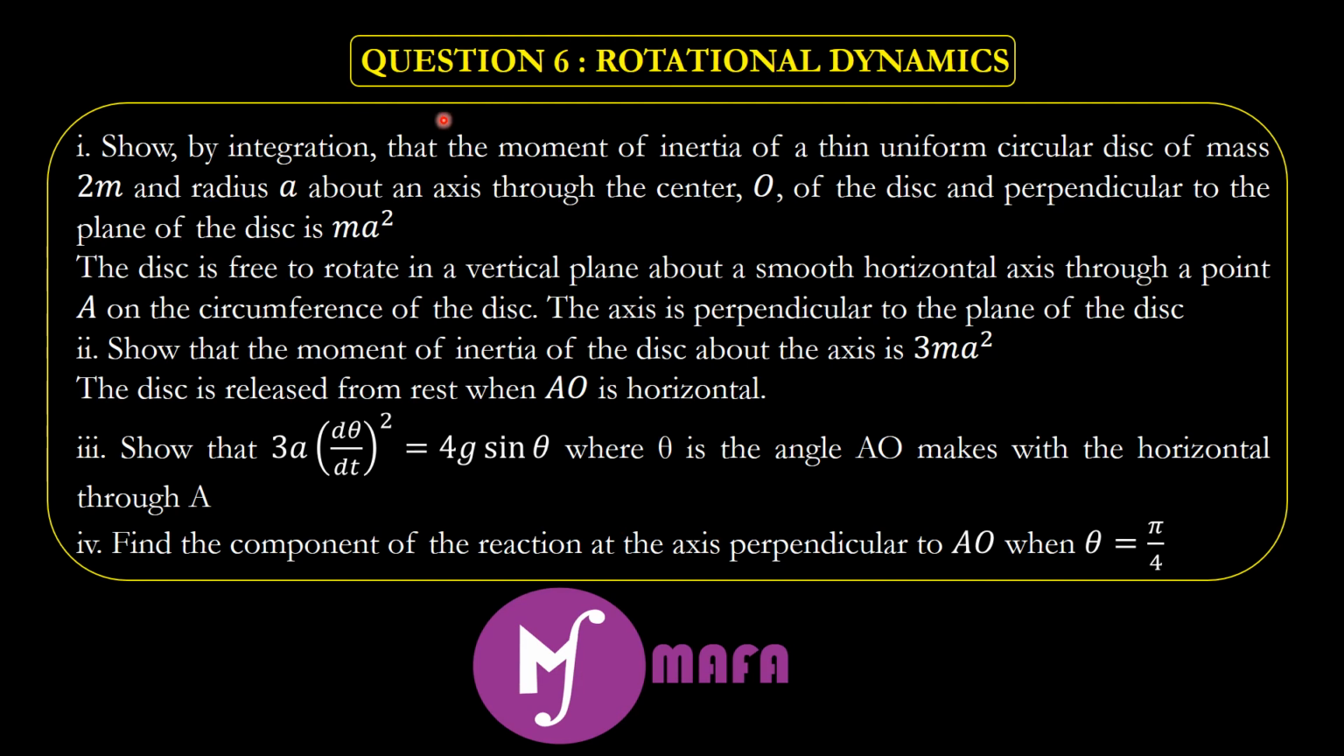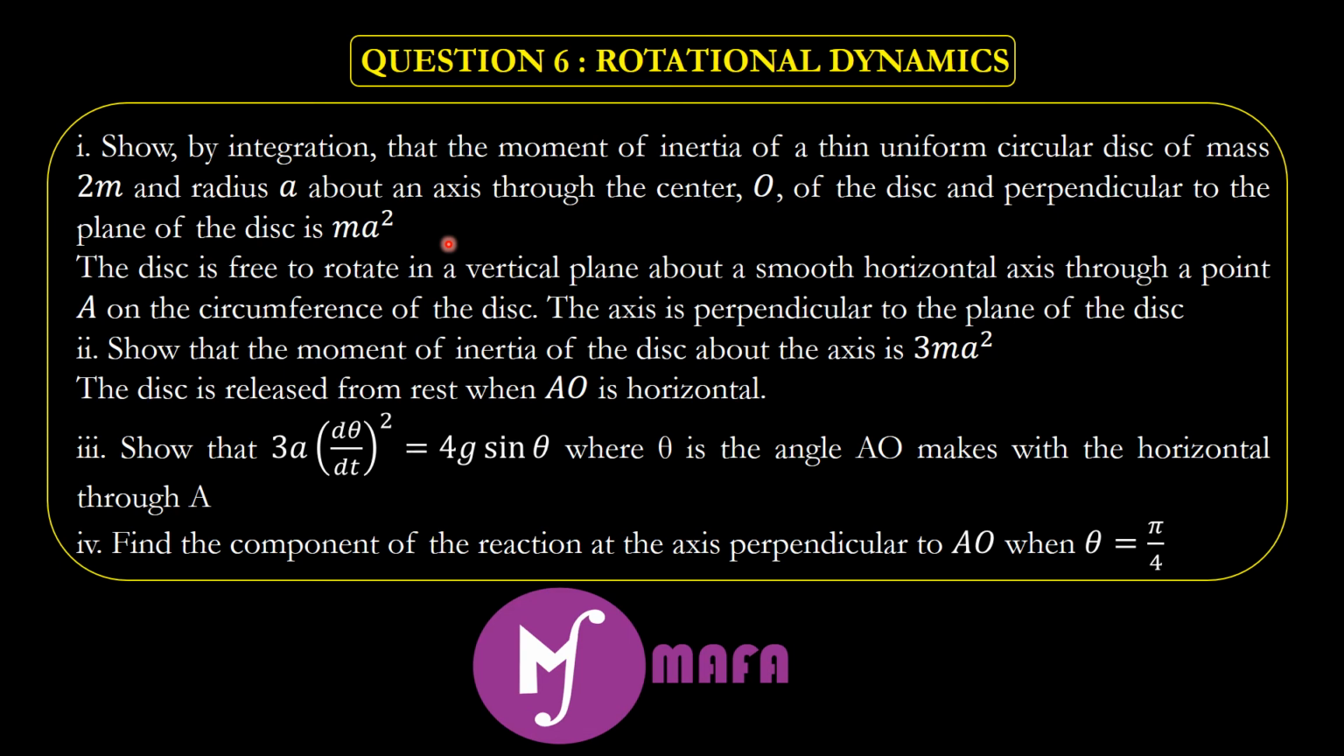It reads: show by integration that the moment of inertia of a thin uniform circular disk of mass 2m and radius a about an axis through the center O of the disk and perpendicular to the plane of the disk is ma squared. The disk is free to rotate in a vertical plane about a smooth horizontal axis through a point A on the circumference of the disk. The axis is perpendicular to the plane of the disk.